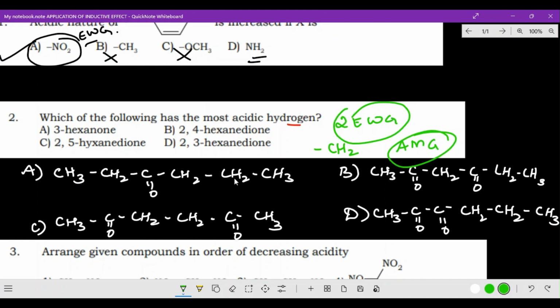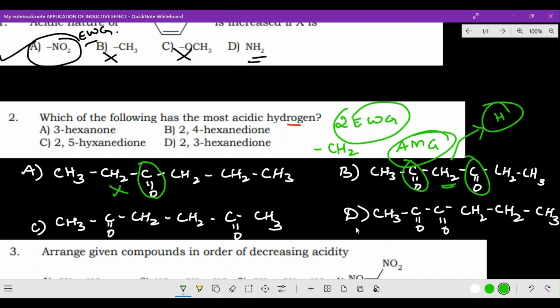I think now you got that idea. Here, is there any two electron withdrawing group? Only one is there, so this will not be the correct answer. Now here the electron withdrawing group is the C double bond O carbonyl group, as I mentioned in the first video. This is also an electron withdrawing group, and the middle group is the CH2 group. So they mention two electron withdrawing groups attached to the methylene group, with the CH2 in the middle. So this is the most acidic hydrogen.